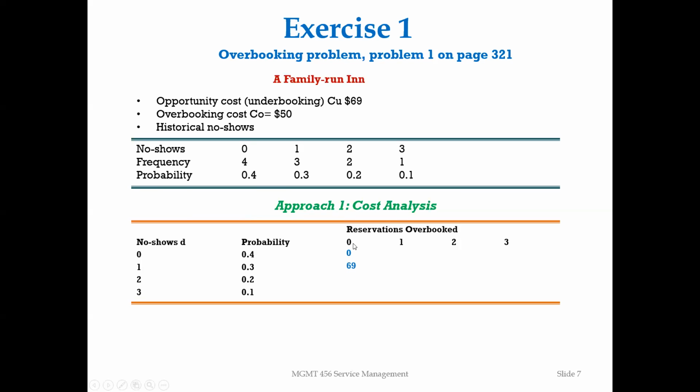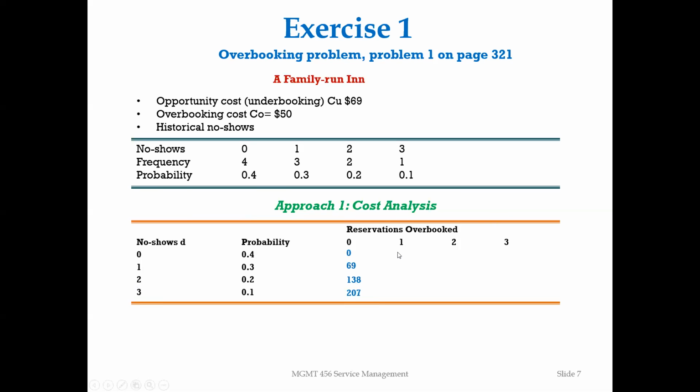If I overbook by 0, 2 customers do not show up, I will end up having 2 empty rooms. So that represents twice the opportunity cost. So 2 times 69, I have $139, which is the opportunity cost, twice as much, because 2 empty rooms. If I overbook by 0, 3 people do not show up, that means I'll have 3 empty rooms. That represents 3 times 69. In other words, $207 opportunity cost again.